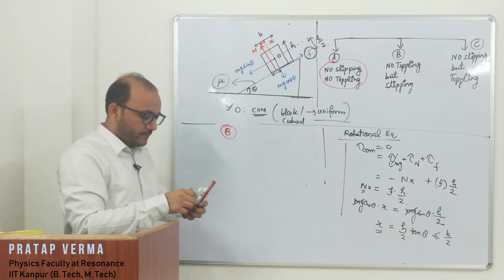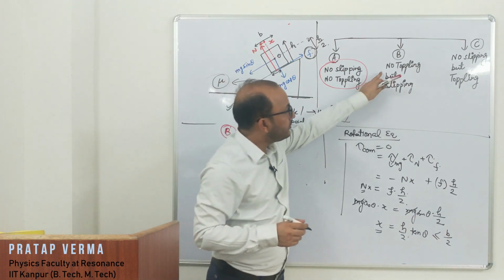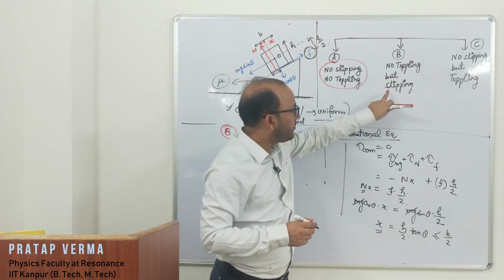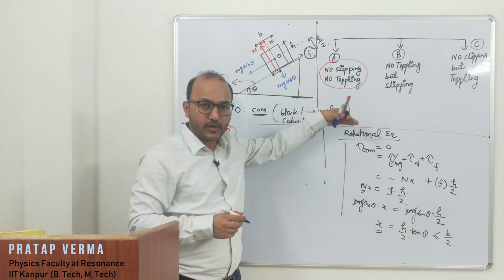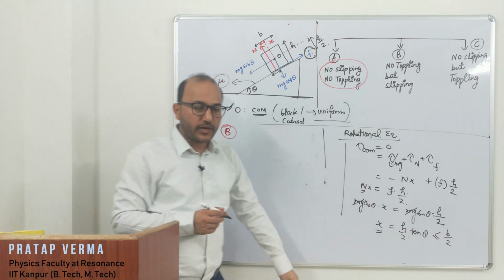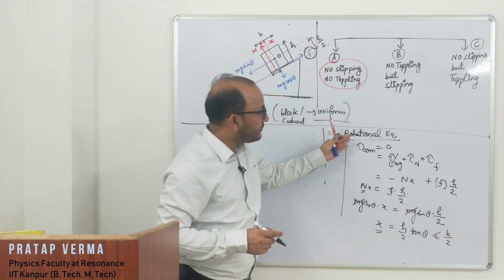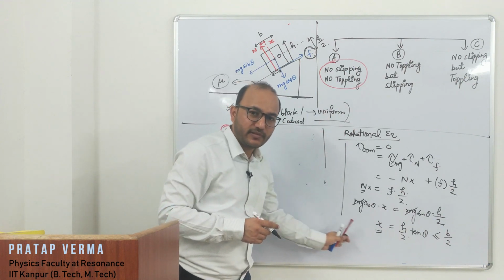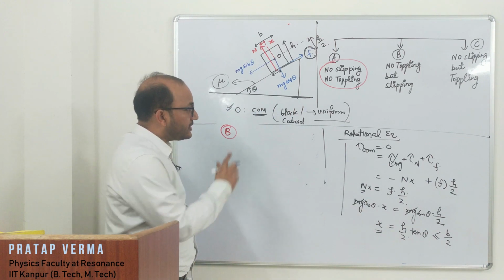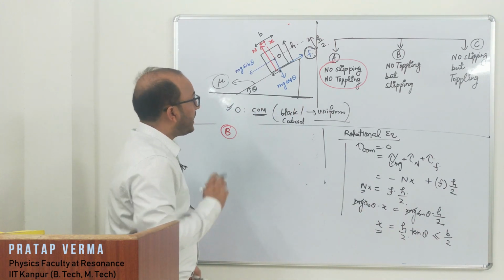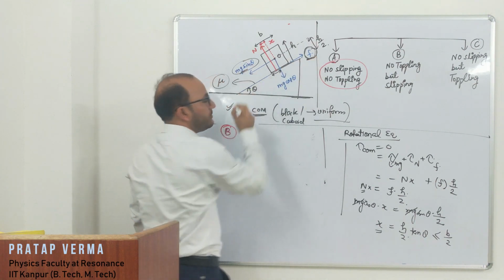In case B, no toppling is there, but slipping is going to take place. So I want to analyze this situation, how this will happen, when this will happen. Because there is no toppling, the condition for rotational equilibrium will essentially remain the same, so I don't have to do anything here. But on the slipping front, I have to see what is the relationship between friction and mg sin theta.